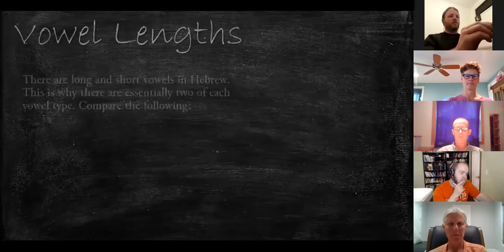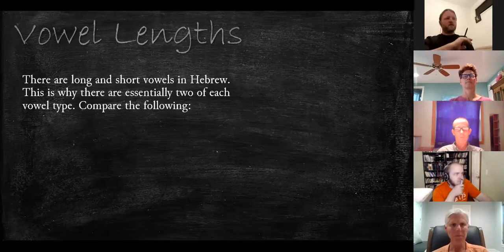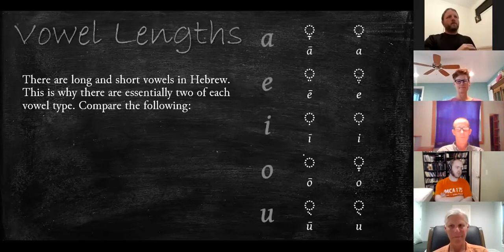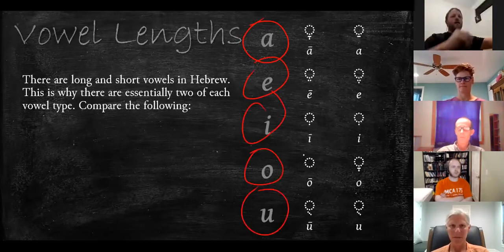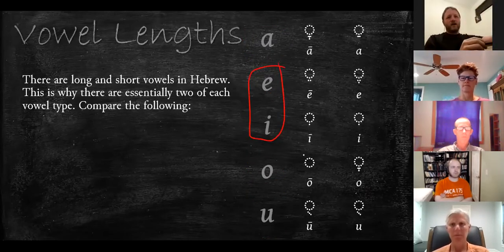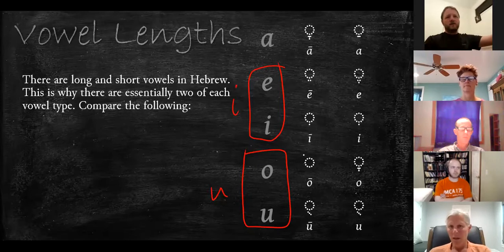So what are long vowels and short vowels? There are long and short vowels in Hebrew. Obviously, there are also reduced. I didn't put the reduced versions on here because you should basically know them. So compare the following. These are the classes: A, E, I, O, U. There are actually three classes. You may be familiar with the fact that E and I are the same vowel class, and O and U are the same vowel class. We just say that this is the A class, I class, and U class.